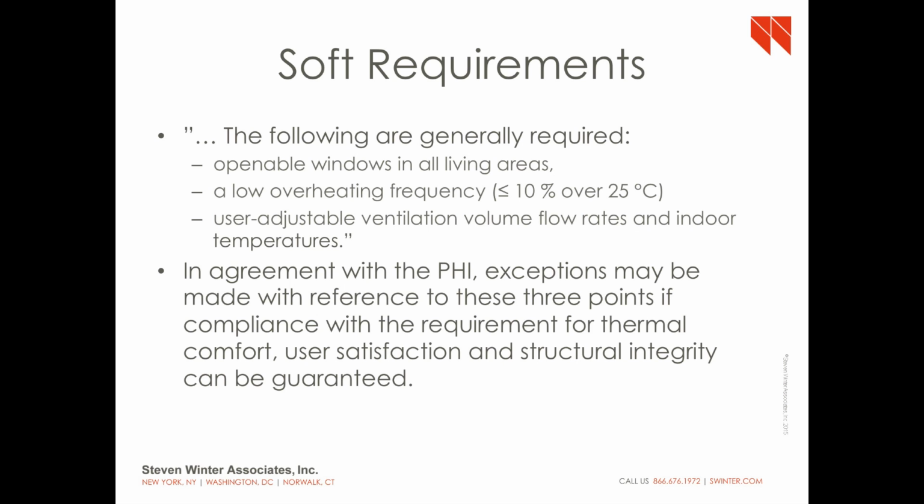You need to have operable windows in all living spaces. They don't have to be egress, but they have to be able to open. They want the occupants to be able to get fresh air if they want it. Again, they want your overheating frequency to be less than 10%. And that's 25 degrees, which is about 77 degrees Fahrenheit. And then they want you to be able to adjust the ventilation volume flow rates and indoor temperatures.